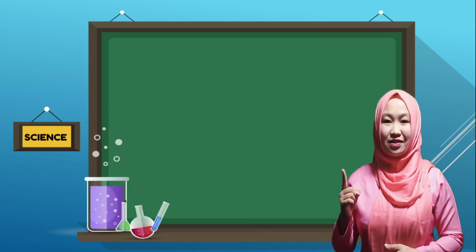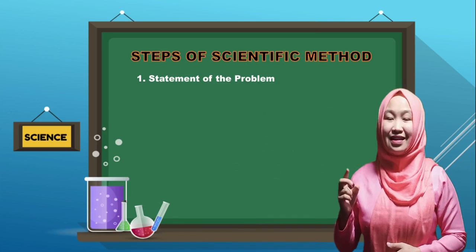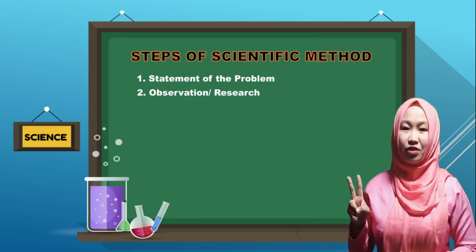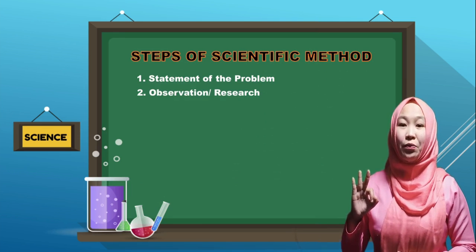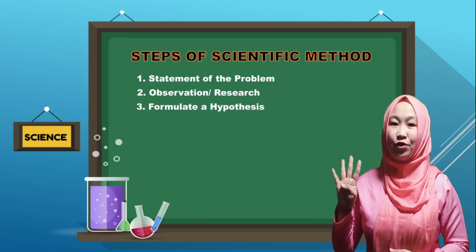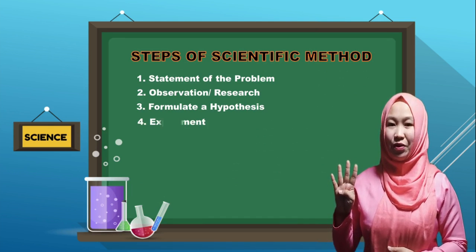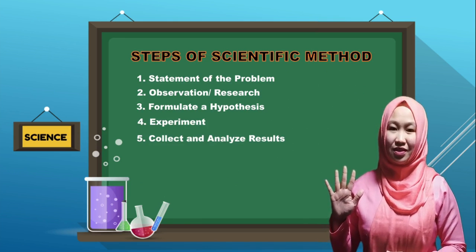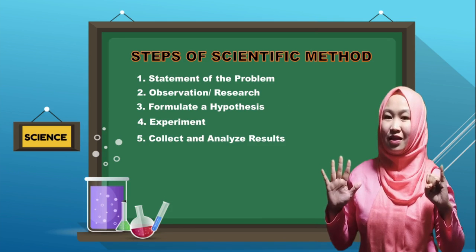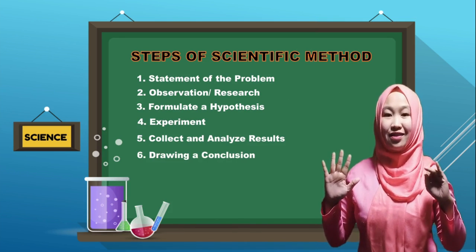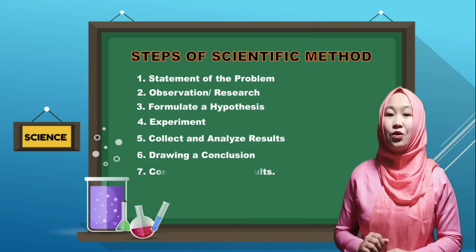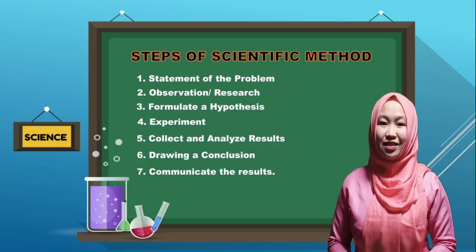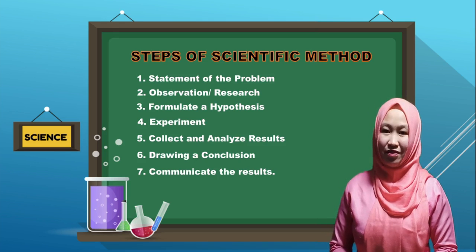The first step is statement of the problem. The second step is do an observation and background research. The third step is formulate a hypothesis. The fourth step is do an experiment. The fifth step is collect and analyze results. The sixth step is draw a conclusion. And the last step is to communicate the results. Again, those are the steps of the scientific method.